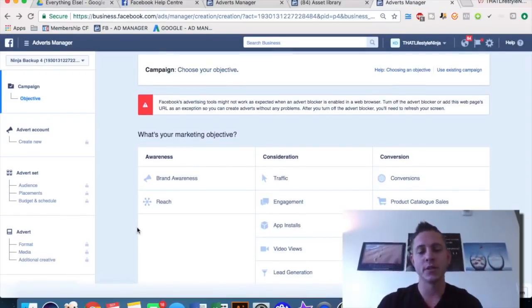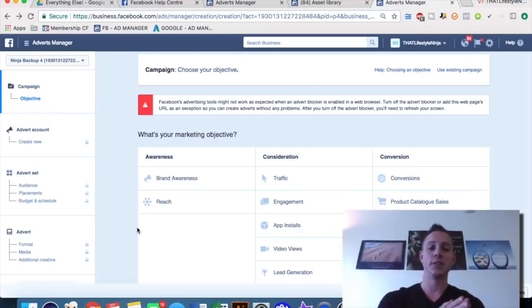We are going to focus on the types of campaigns that are going to be most applicable to the most number of people. And that is traffic, engagement, and conversions, right? Really quickly, obviously app installs, if you want people to install your app. Video views, if you want people to view your video, if you're trying to make a video viral, or you want to bring people into your ecosystem that way.